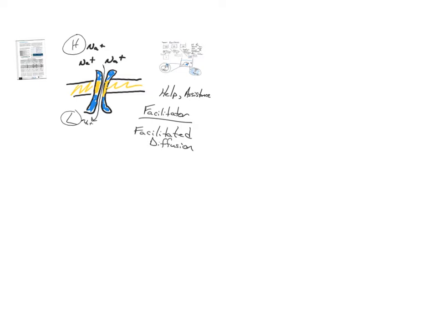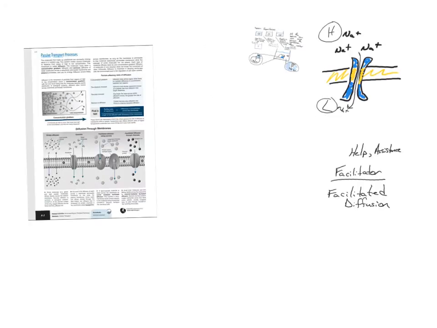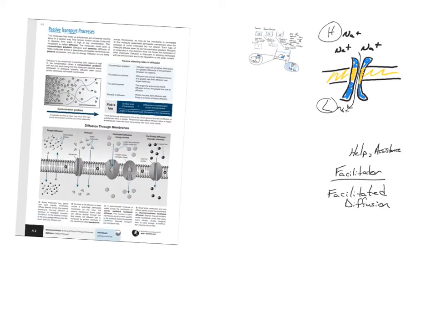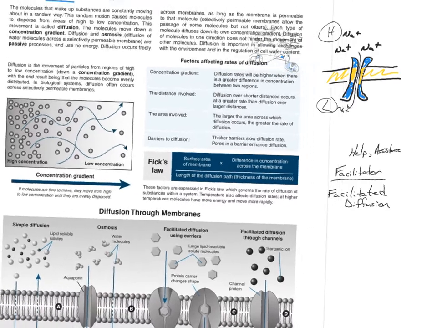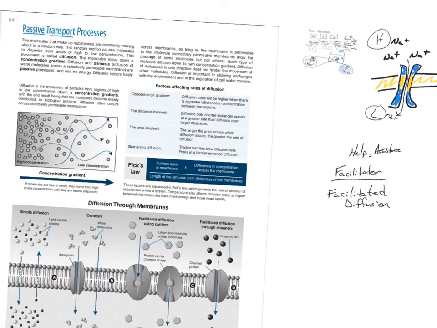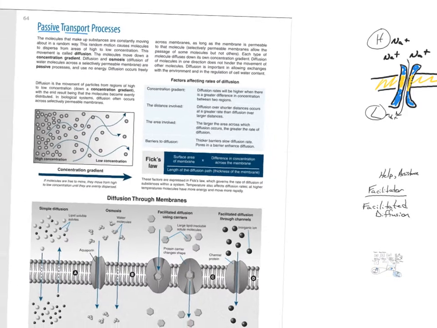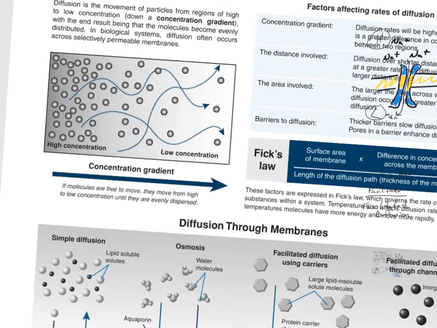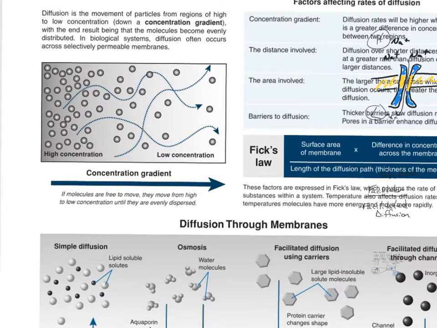Now, there's simple diffusion. So simple diffusion is when it crosses by itself. So let's look at the different kinds of facilitated diffusion. What is a concentration gradient, and what is Fick's law? Fick's law. All right.